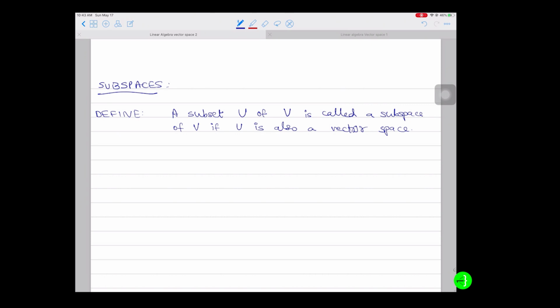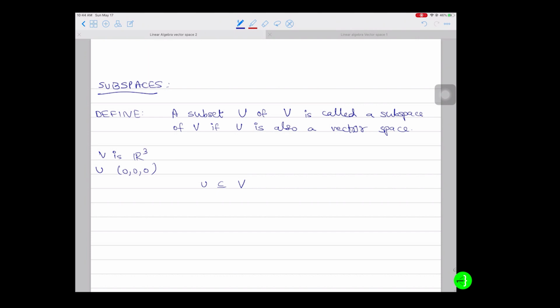For example, if V is the space R cubed, and we say that U is the point 0, 0, 0, just a single point, then we know that this U is definitely a subset of V. We can also see that U is a vector space because U is closed under finite addition and scalar multiplication. The only element in U is the element itself. If you keep on adding the element, you still get 0, 0, 0, which again is an element of the set U, and multiplying anything with 0, 0, 0, it stays 0, 0, 0. So again it is an element of U.